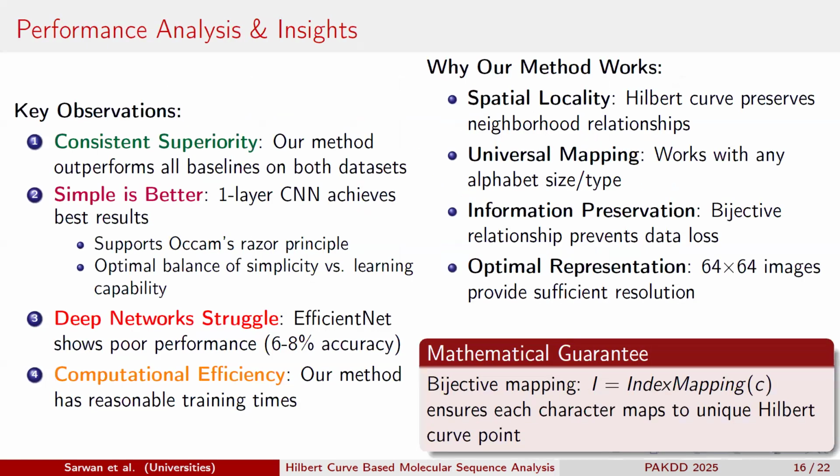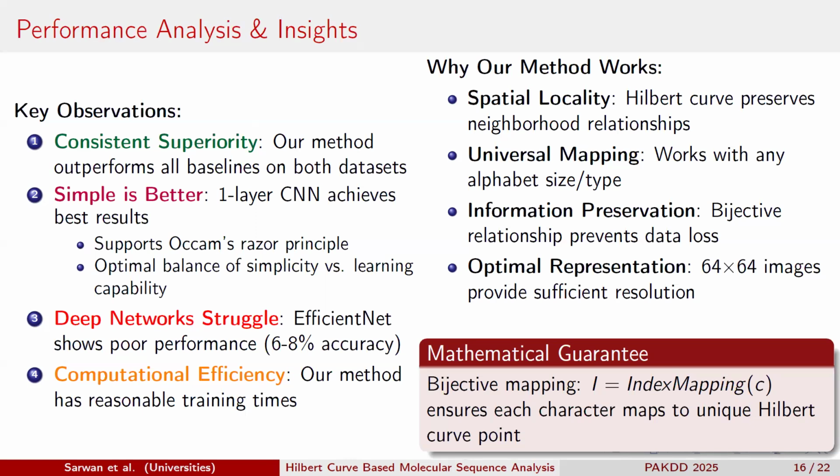So let me share some key insights from our analysis. First, our method consistently outperforms all baselines on both datasets. This isn't a fluke, it's a systematic superiority. Second, simpler is indeed better. A one layer CNN achieves the best results, which suggests our image-based representation captures the essential information so effectively that complex architectures actually hurt performance.